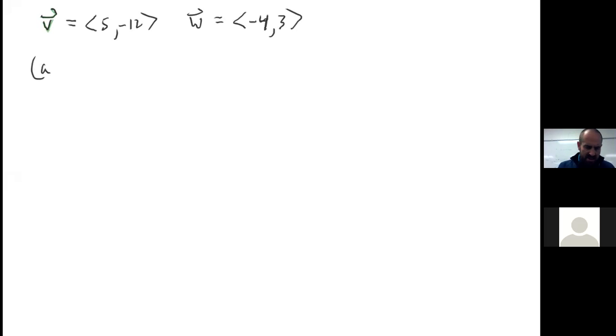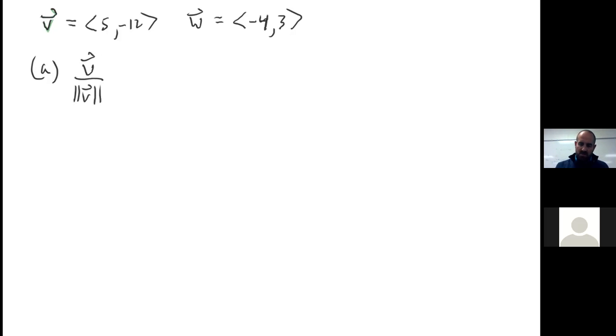Okay, so first of all, I had V. Oops, let me choose a different color. V was equal to (5, -12). W was equal to (-4, 3). In part A, you were asked for a unit vector in the same direction as V. Well, that's going to be V over the length of V. Yes?